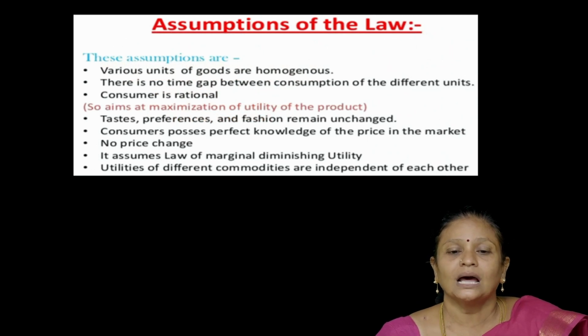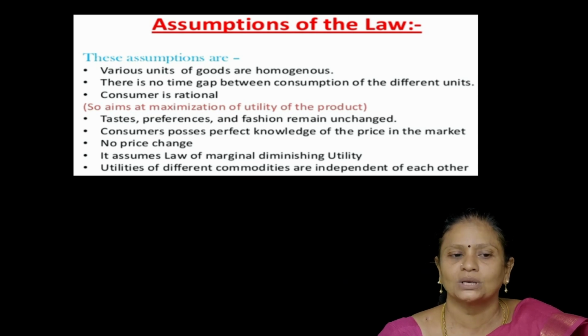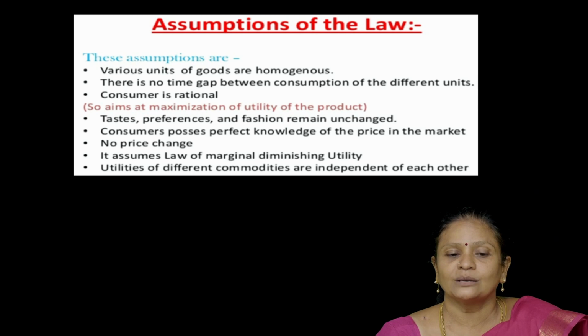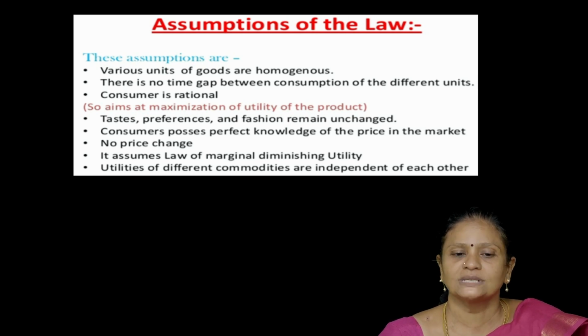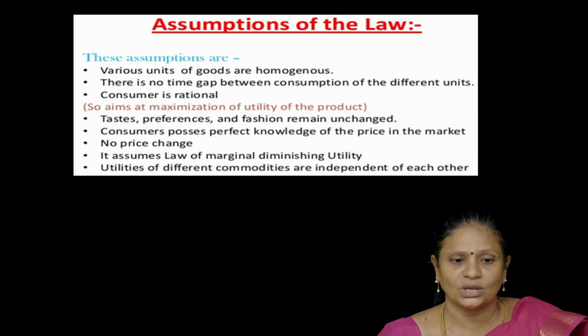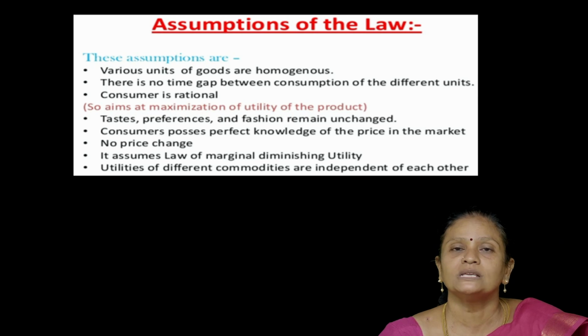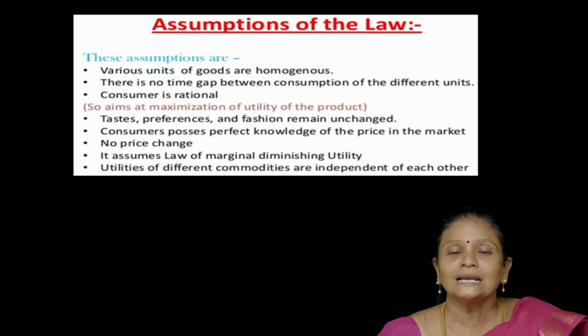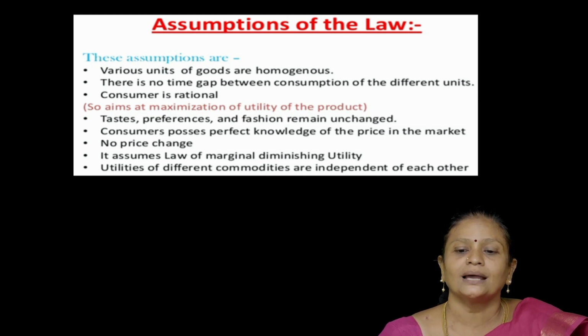These are the assumptions of the law. Various units of the goods are homogeneous. There is no gap between consumption of the different units. The consumer is rational. Taste, preferences and fashion remain unchanged. The consumer possesses perfect knowledge of the price in the market. No price changes. The law of diminishing marginal utility is assumed. Utilities of different commodities are independent of each other.